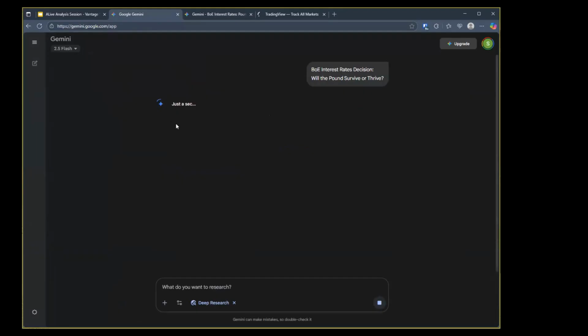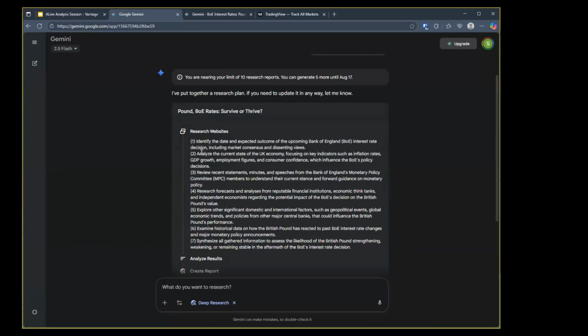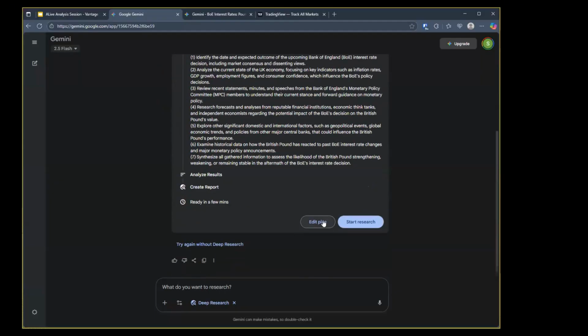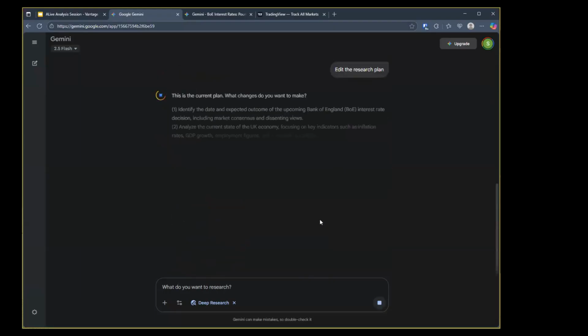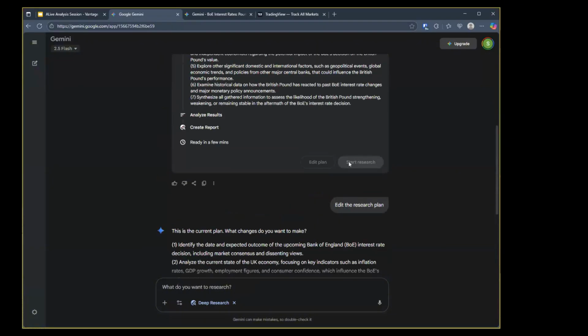Okay, what happens is that it will come out with a very nice plan, right? So research, basically, this is the plan that Gemini is going to execute, analyze results, and create a report. You can actually edit the plan and type in what you want. Okay, this is the future of user interfaces, right? Depending on what you want, you can ask it to change. When you're done, just click on start research.